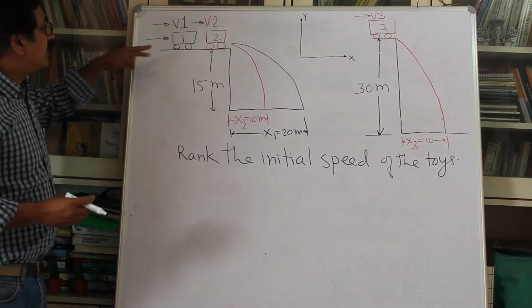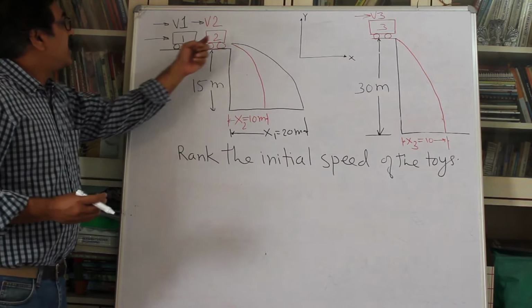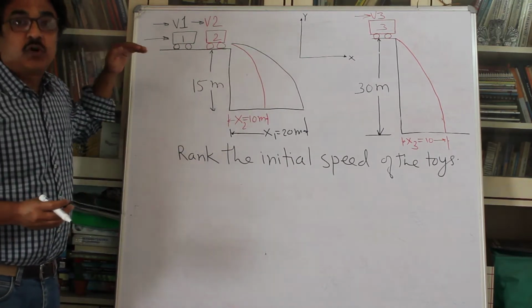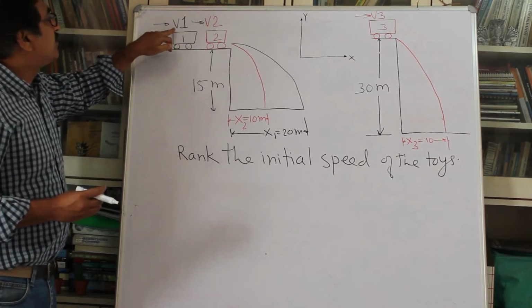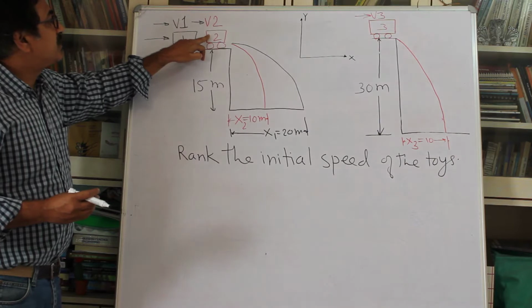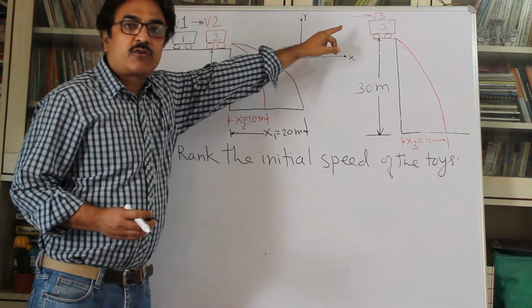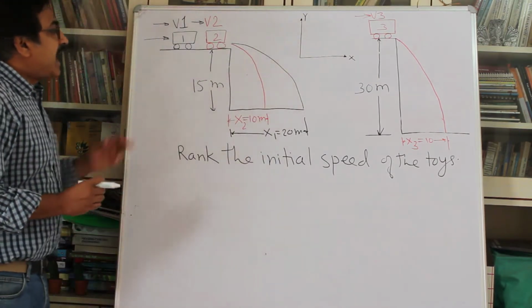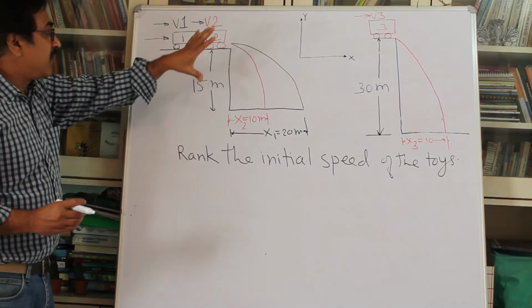Here you have three toy cars, one can say, toy cars 1, 2 and 3, and they are pushed horizontally at certain speeds. So this is being pushed at V1, this is being pushed horizontally at V2, and this is being pushed horizontally with speed V3.